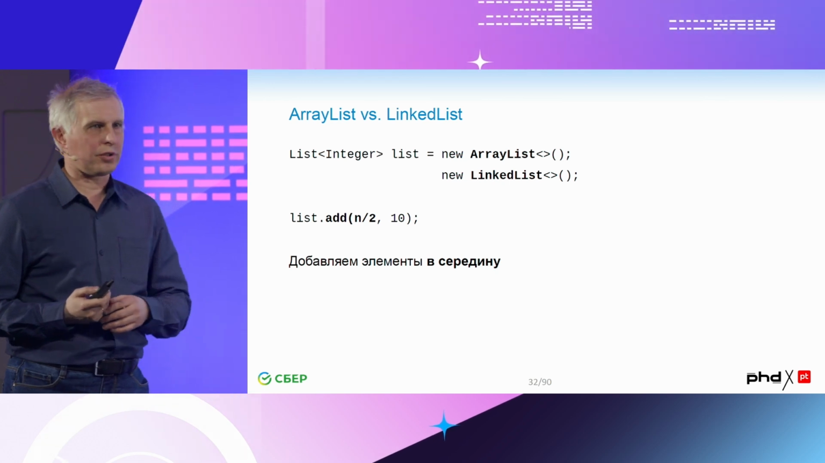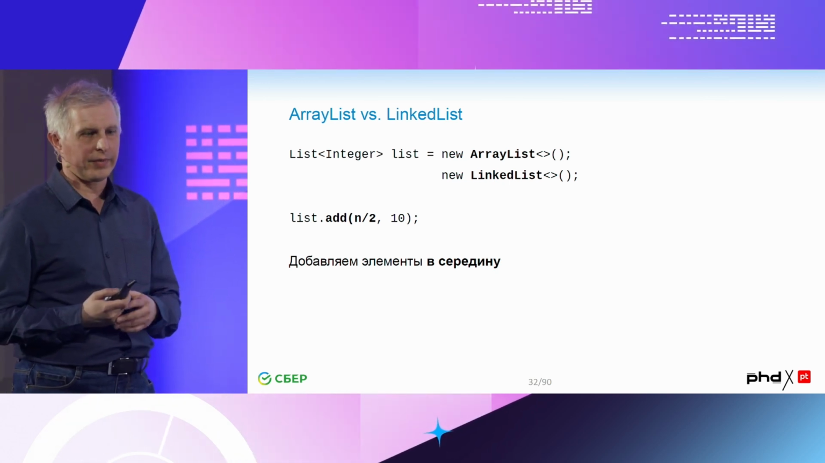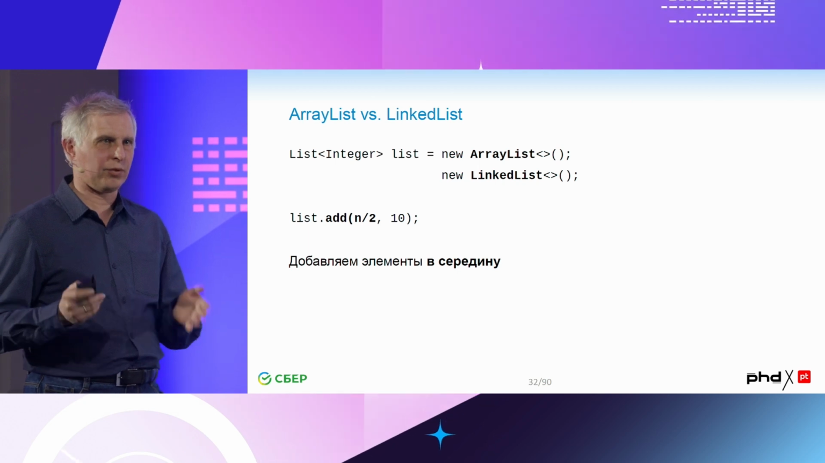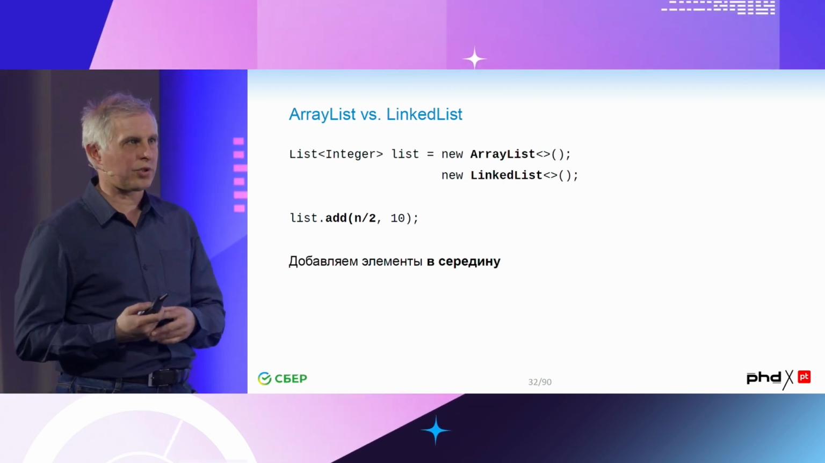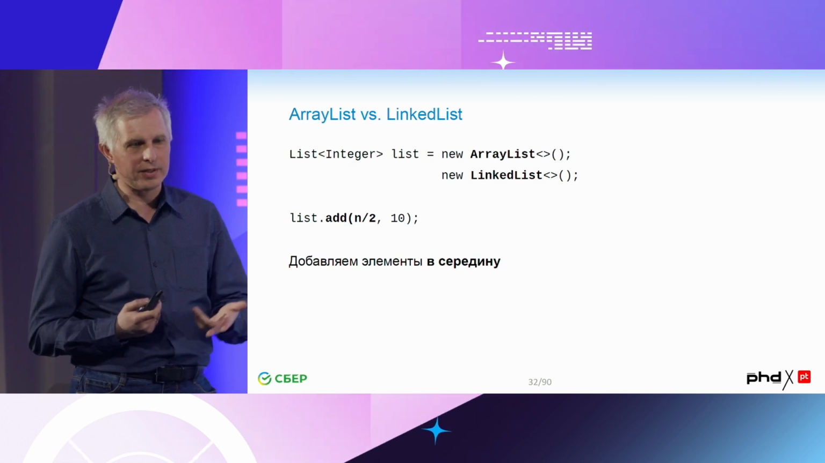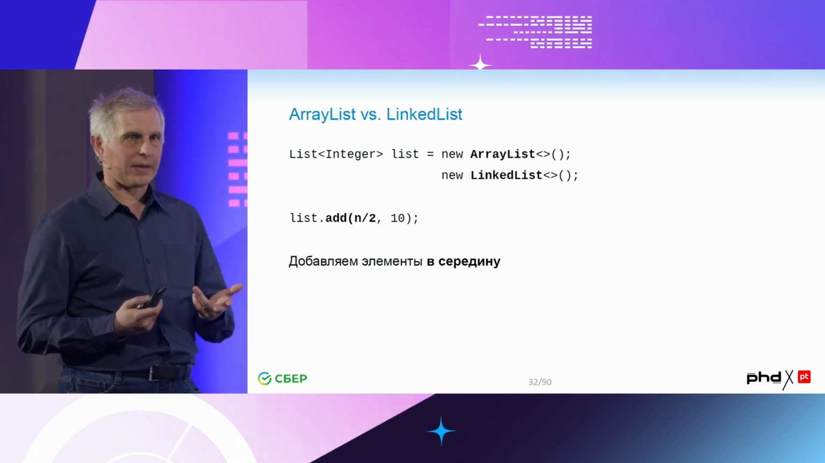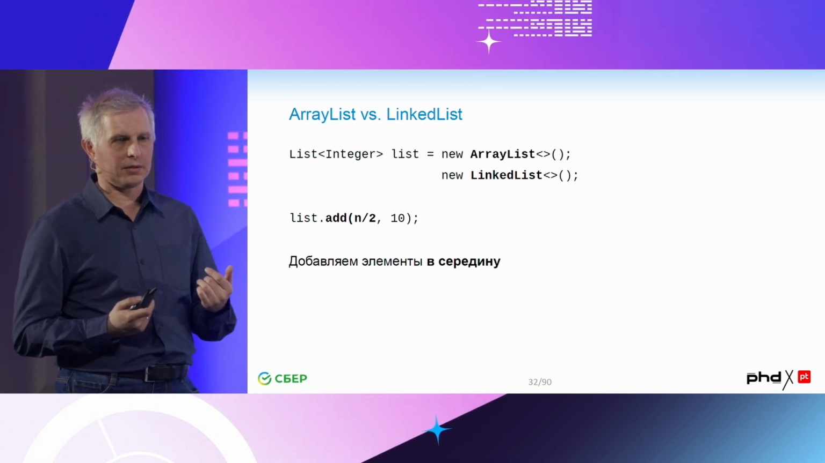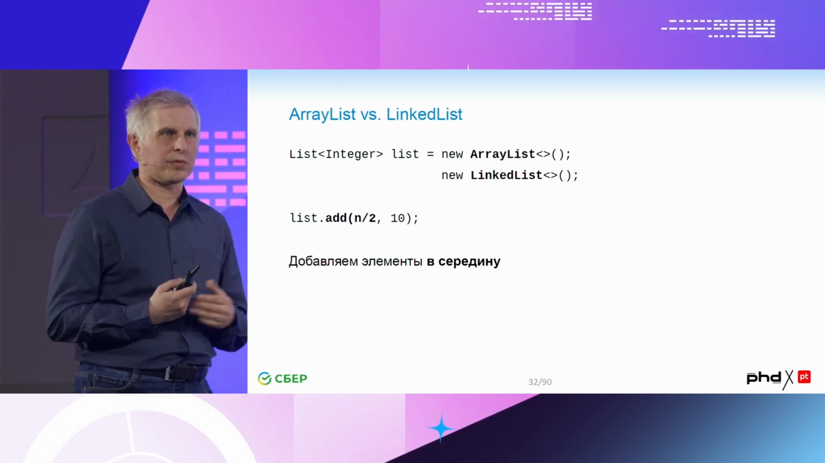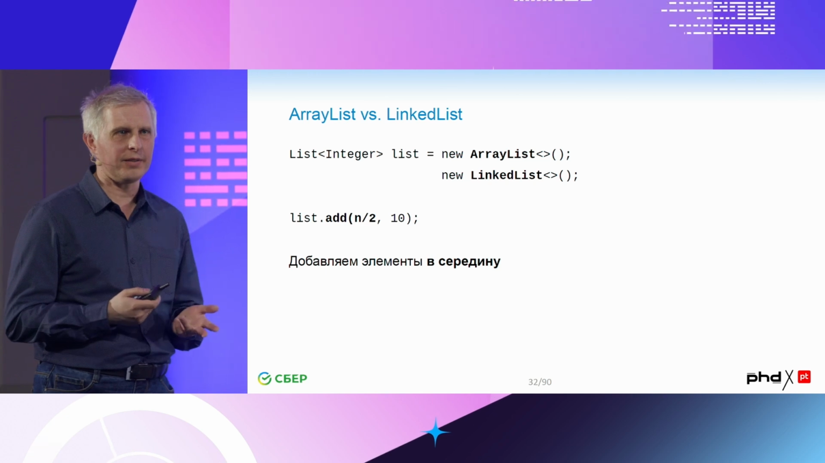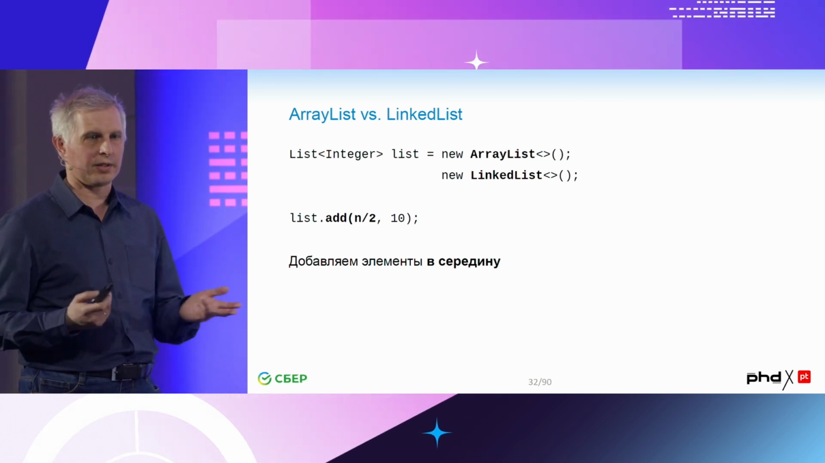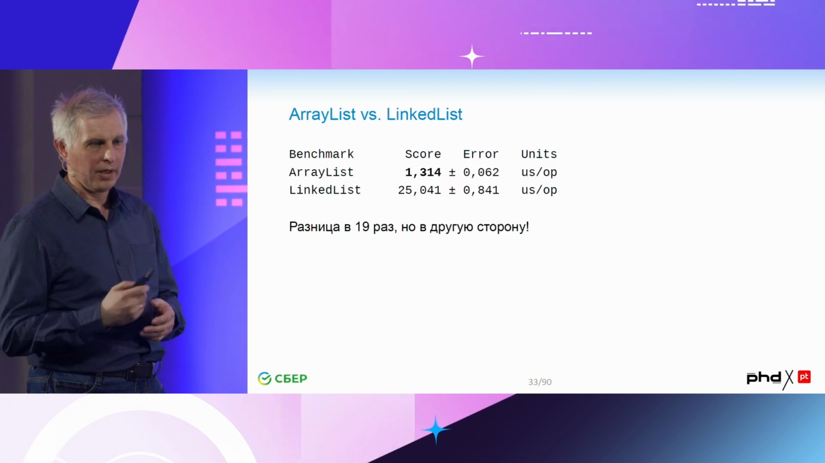If we add elements to the middle, standard cases: beginning, end, and the middle. If we add it to ArrayList, we need to move half of the array. If we need to add it to the LinkedList, we need to find that place, the index where we need to put the element. We need to run from the beginning or from the end. That is an additional action. And what is faster?